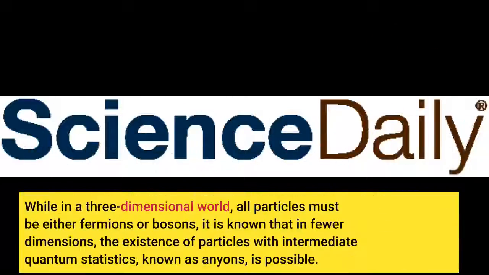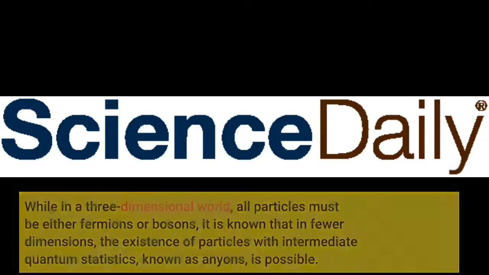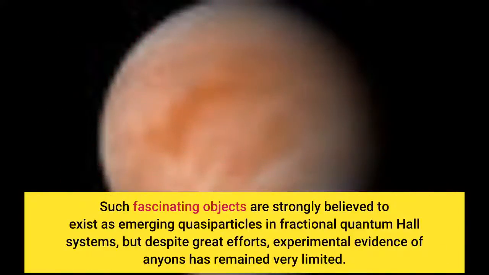While in a three-dimensional world, all particles must be either fermions or bosons, it is known that in fewer dimensions, the existence of particles with intermediate quantum statistics, known as anyons, is possible. Such fascinating objects are strongly believed to exist as emerging quasiparticles in fractional quantum Hall systems, but despite great efforts, experimental evidence of anyons has remained very limited.